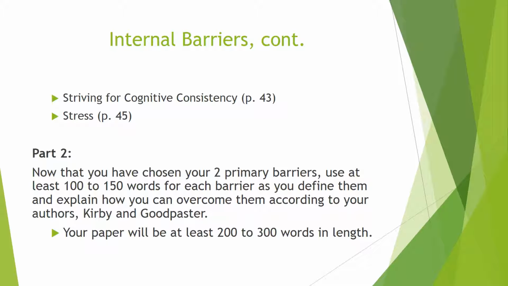After you've decided on your barriers, you will want to define each of the two barriers and explain how you can overcome them as described by your authors in chapter 2. Each barrier and modification will be between 100 and 150 words.